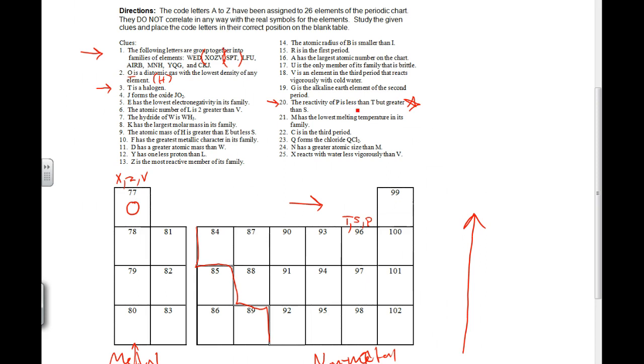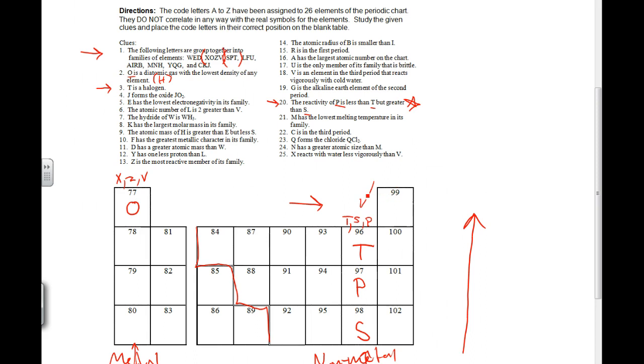So P is less than T but greater than S. If P is bigger than S, and T is bigger than P, then we must have T being the greatest, and then P, which is less than T but greater than S, must be next, and then that will leave S on the bottom. Now we would be done with that family.